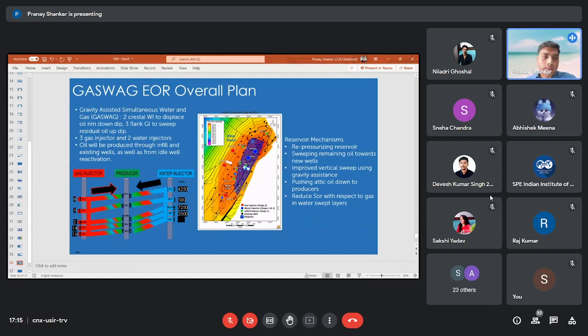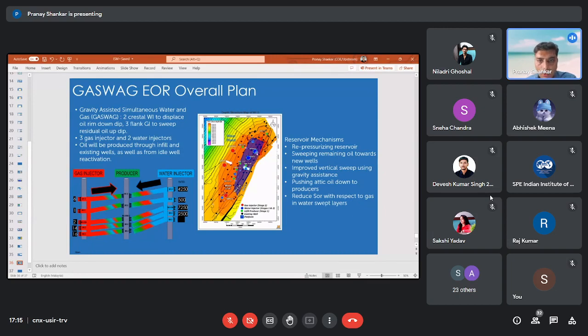So this is a mechanism where we inject water in the crest area and inject gas in the aquifer. So basically, what you see in a conventional way, you inject gas at the crest and inject water at the aquifer. But in this process, it's the other way around.